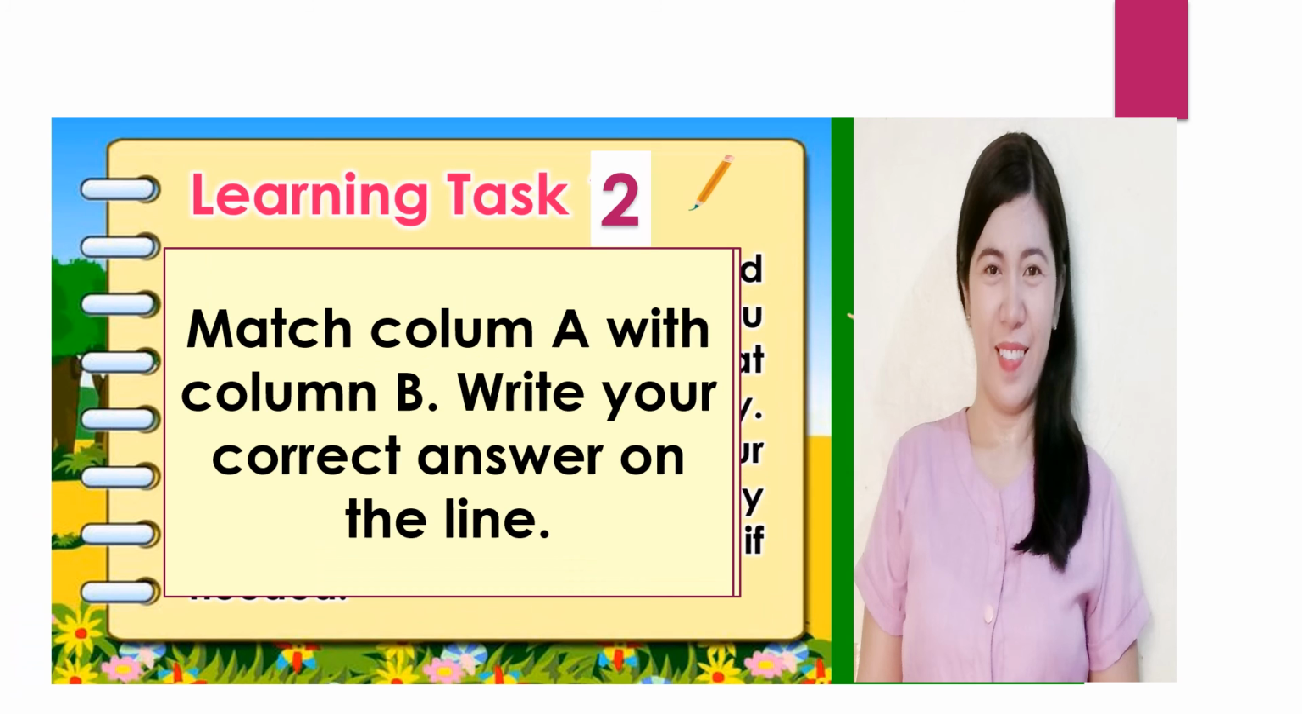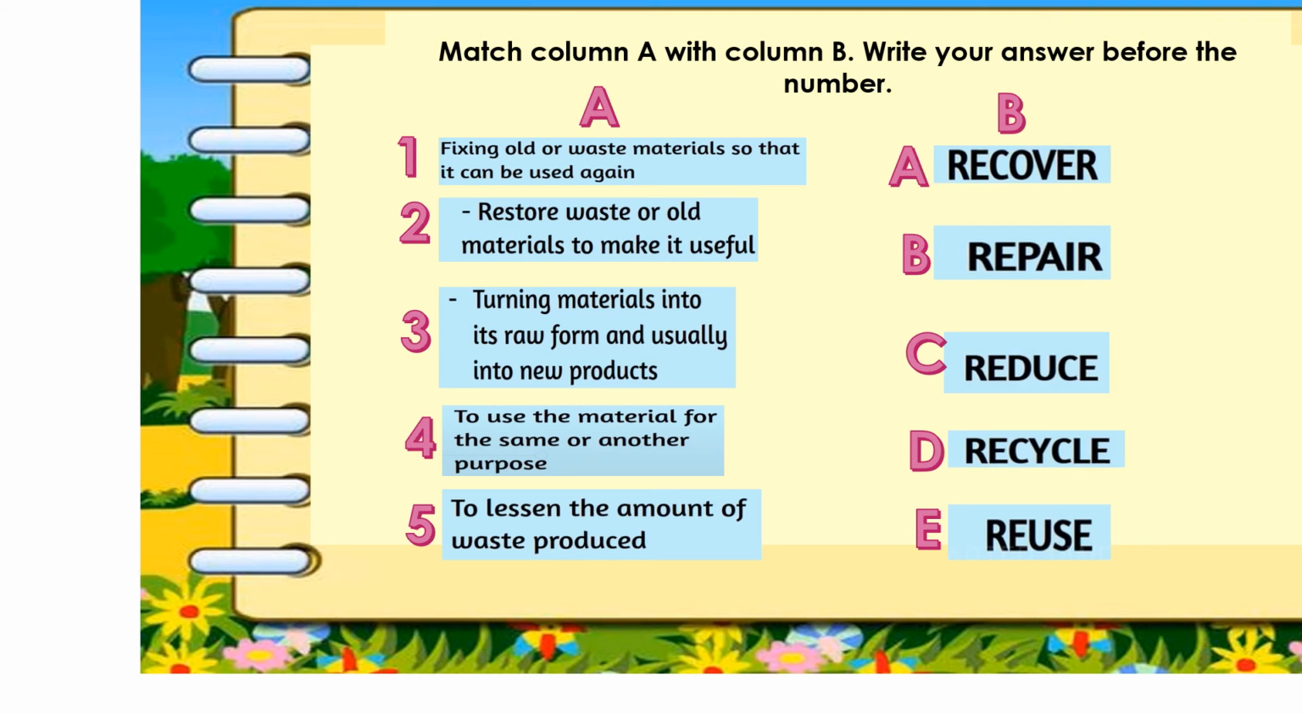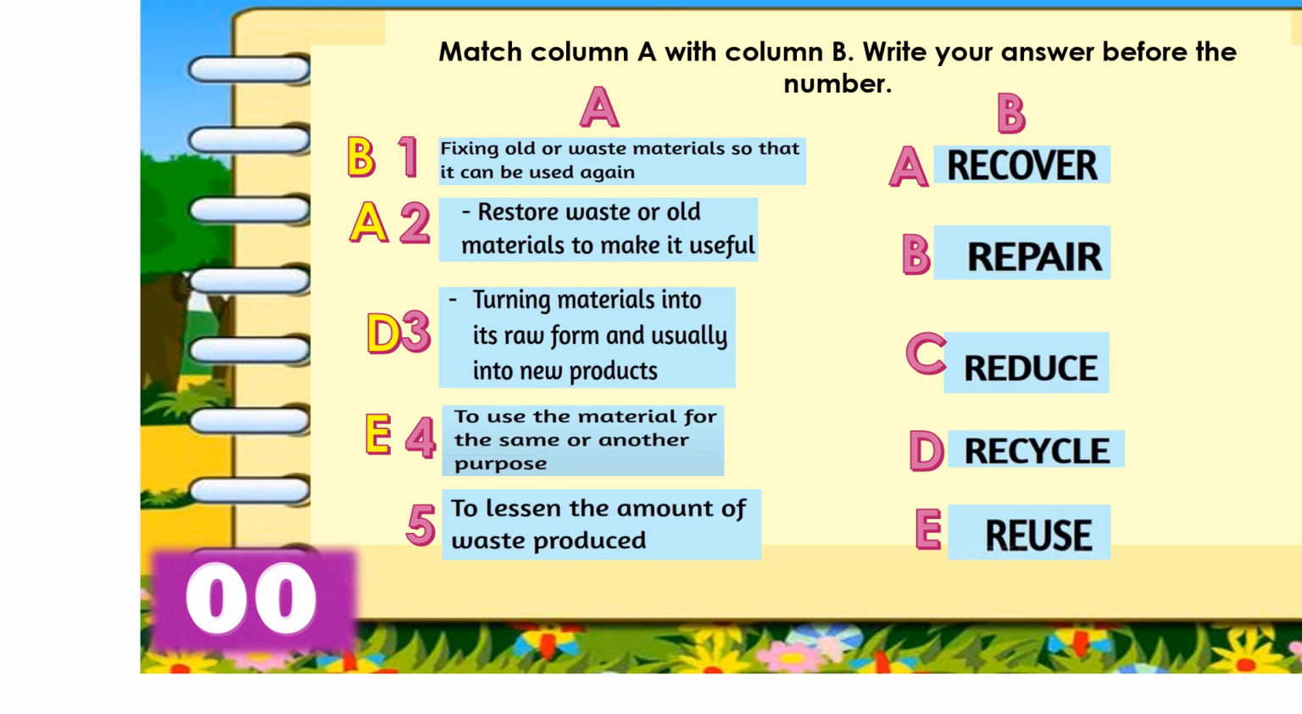Okay, nice. For your learning test 2, match column A with column B. Write your correct answer on the line. I will give you 5 seconds to answer this. Okay, let's check your answer. 1B, 2A, 3D, 4E, 5C. If you have 5 scores, you're very good.